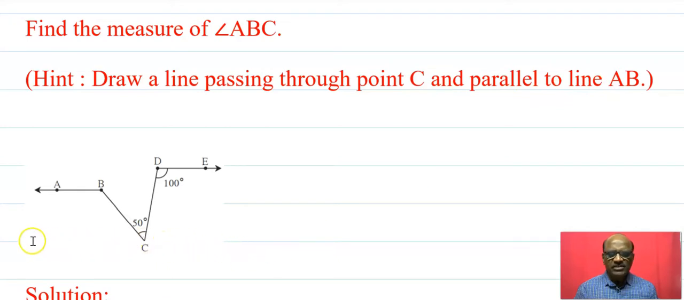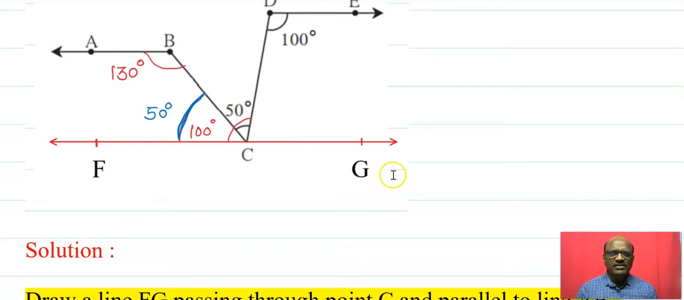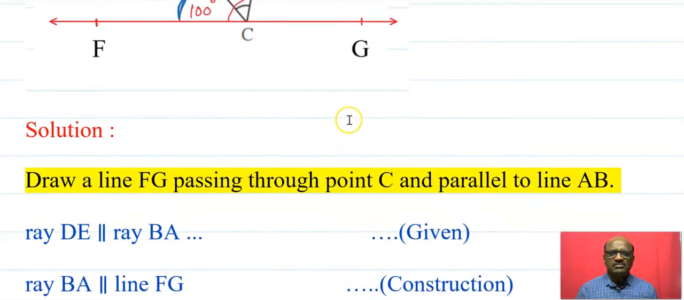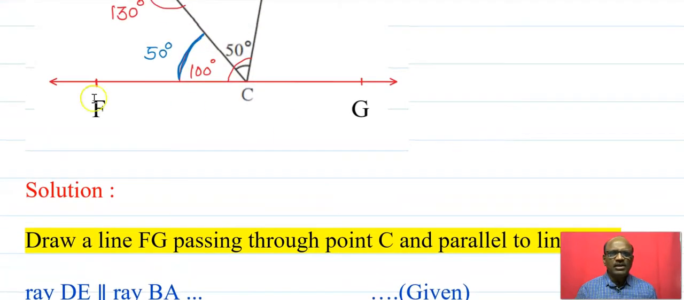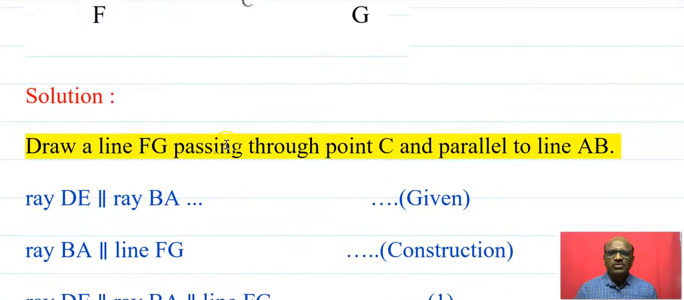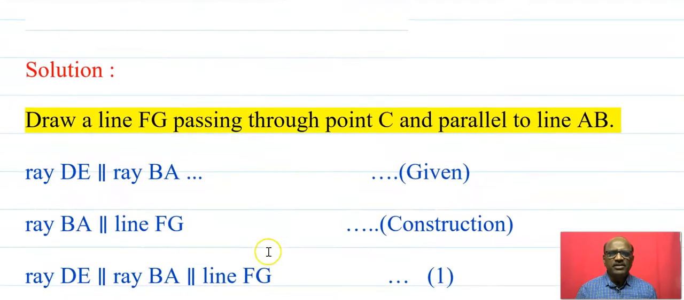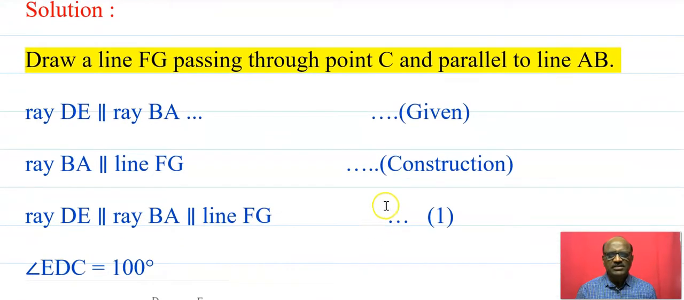That is, from this point C, we will draw a line through the point C, and we'll name it line FG, which is parallel to AB. It's also parallel to DE. Now see this figure. Draw a line FG through the point C and parallel to line AB. Now ray DE is parallel to ray BA, this is given. And BA is parallel to FG. This is the construction. It means that all these three lines are parallel.